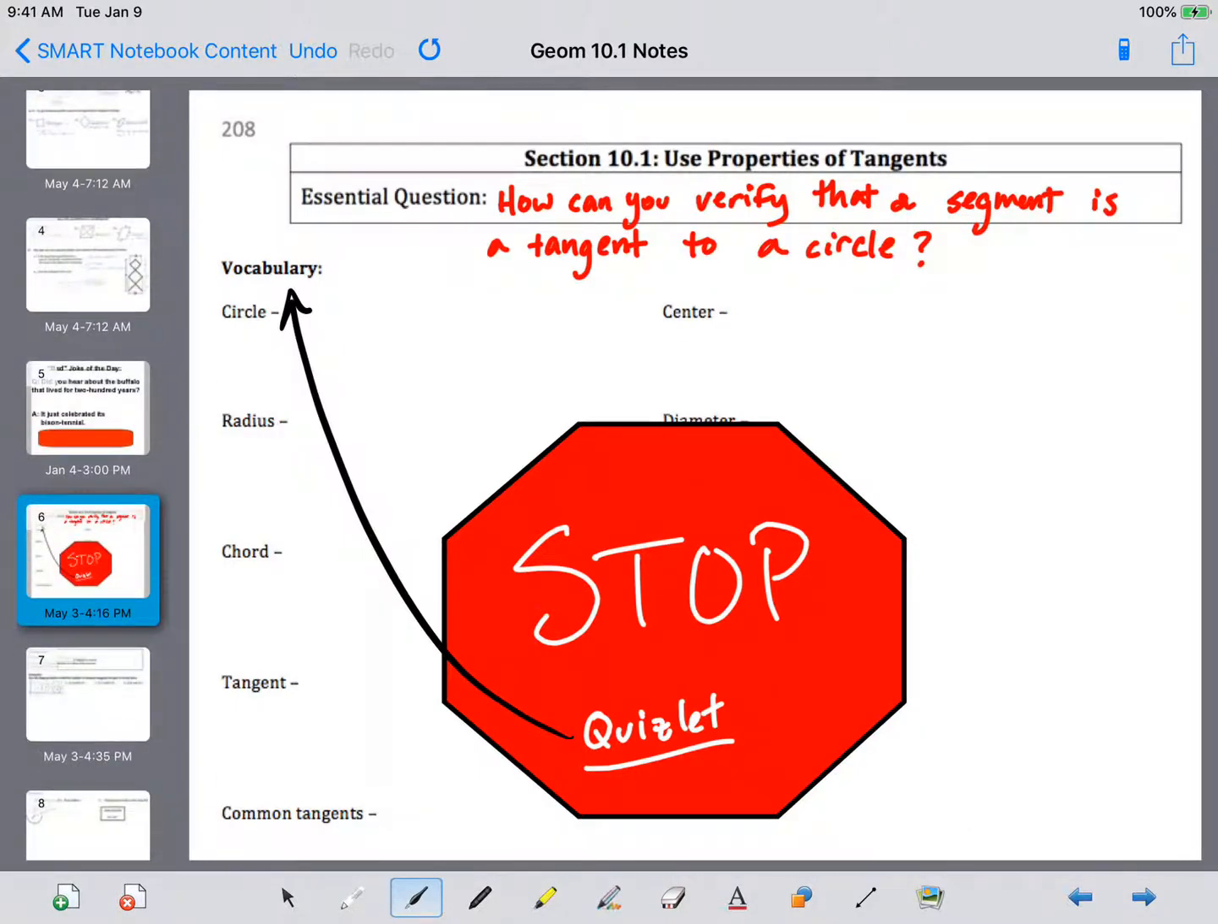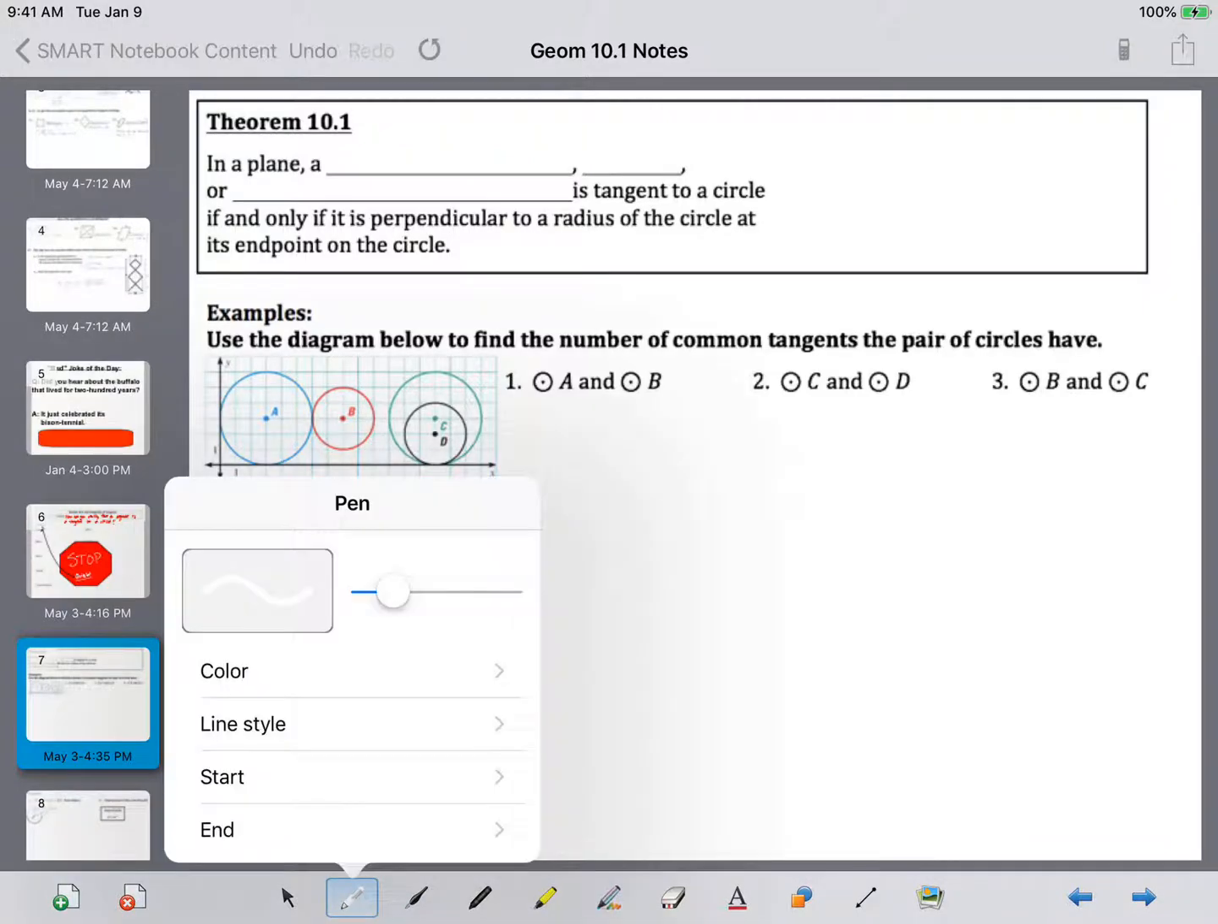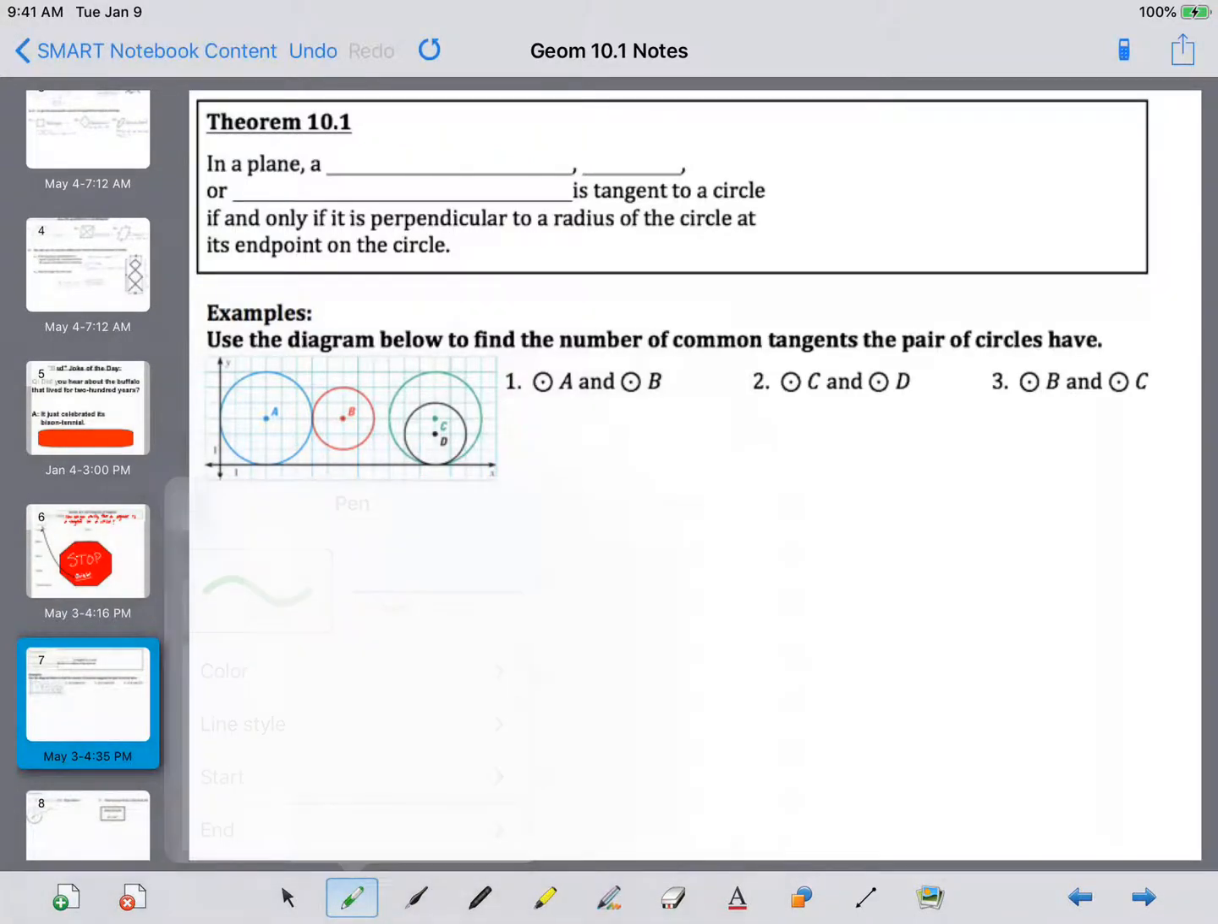All right, so you have your vocab now. Let's take a look at our first theorem. Here we're going to talk about segments, lines, and rays. So in a plane, a segment, line, or ray is tangent to a circle if and only if it is perpendicular to a radius of the circle at its endpoint on the circle.